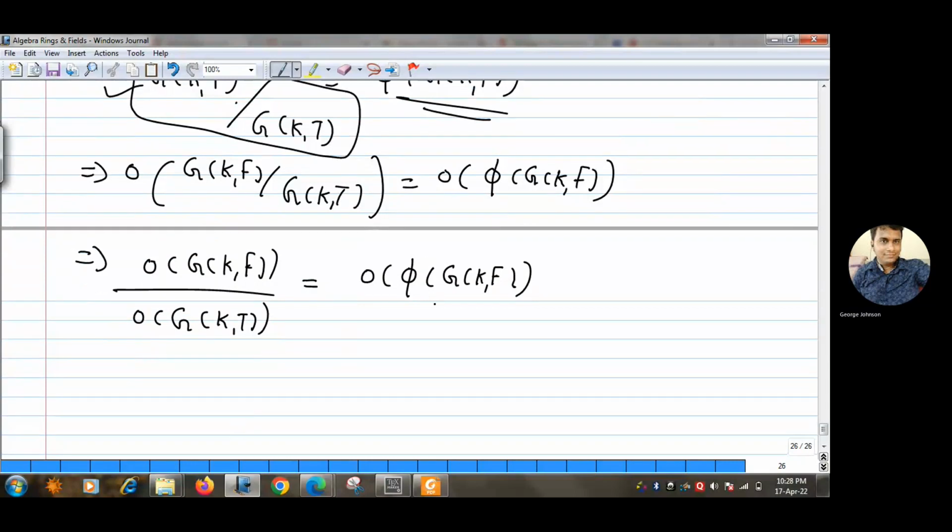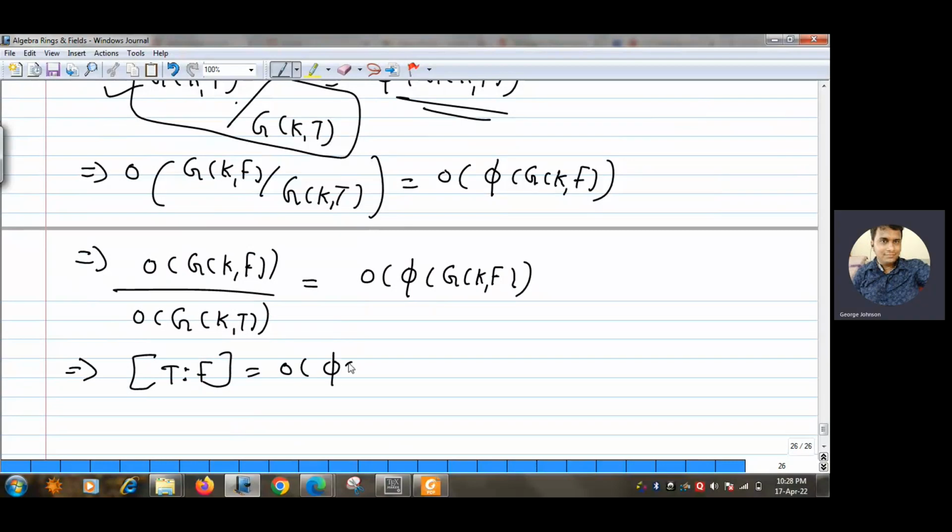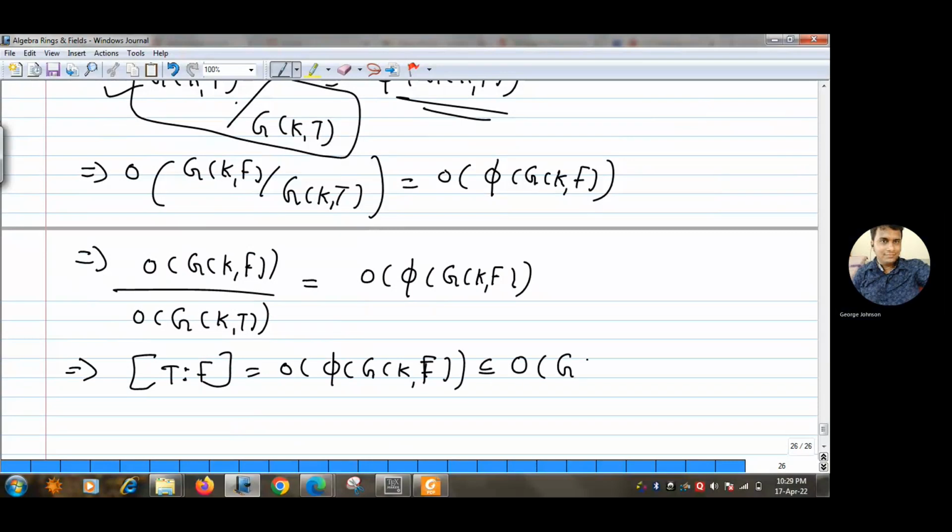Now, we have proved in the fourth part that the order of GKF divided by the order of GKT is the same as the dimension of T over F. The dimension of T over F is now the same as the order of phi of GKF. But the order of phi of GKF is what? It is a subgroup, so its order is at most the order of GTF.